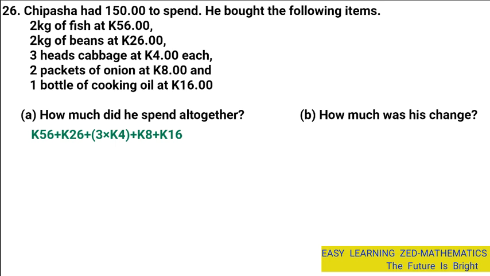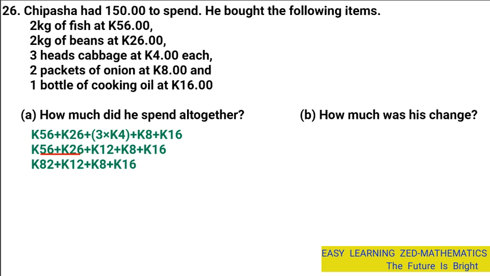Remember, BODMAS. I'm going to start from those numbers in brackets. BODMAS here is very important. So I'll start with this area, which is 3 multiplied by 4 kwacha. I'm going to copy 56 plus 26 just the way it is. Then 3 by 4 kwacha will give me 12 kwacha, plus 8 kwacha, plus 16 kwacha. Once I've done that, then I will start adding. So 56 plus 26 will give me 82 kwacha. I've added 56 plus 26, which has given me 82. Then 12 kwacha, 8 kwacha, and 16 kwacha, I've copied them the way they are.